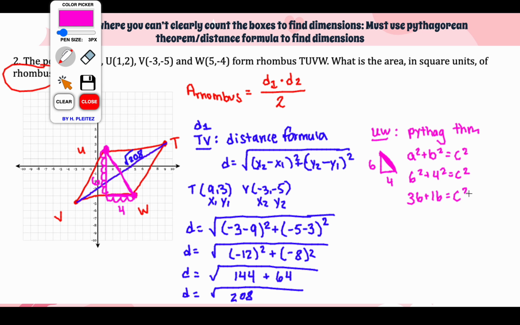52, I believe. Yep, 52 equals c squared. And then we have to take the square root to find our diagonal. So our diagonal, UW, is equal to radical 52.